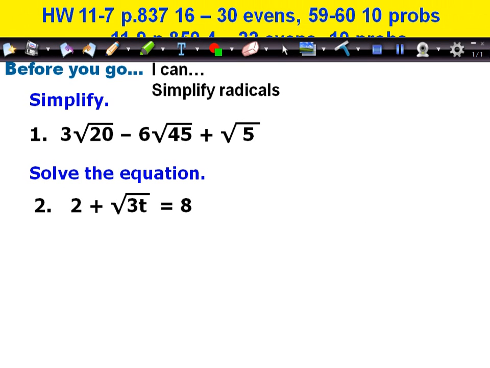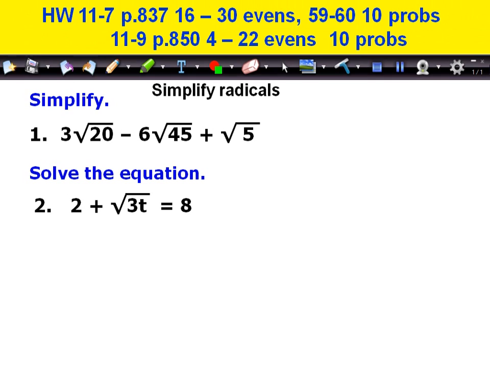I need you to go ahead and get out a sheet of paper and write down your assignment. It's 11-7, page 837, 16 through 30 evens, 59 through 60, and then on page 854, 2 through 22 evens. So please make sure you have both of those written down. Those are the ones that we will work on tomorrow in class. That way you have it written down and you're ready to get started. We're also going to look at 1 or 2 real-world examples tomorrow in class.